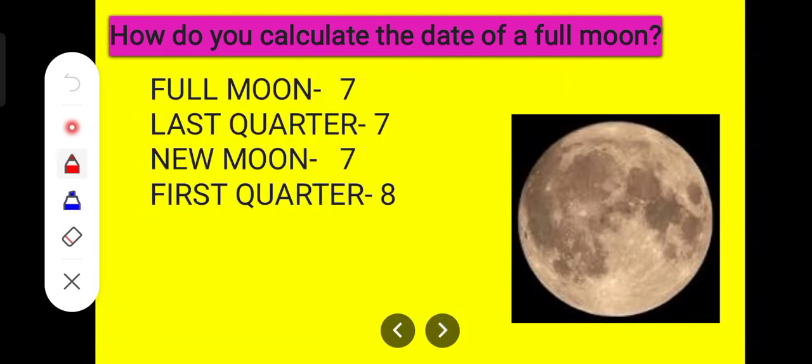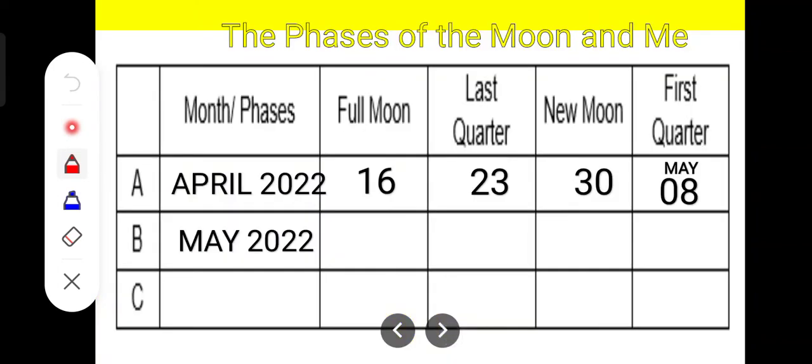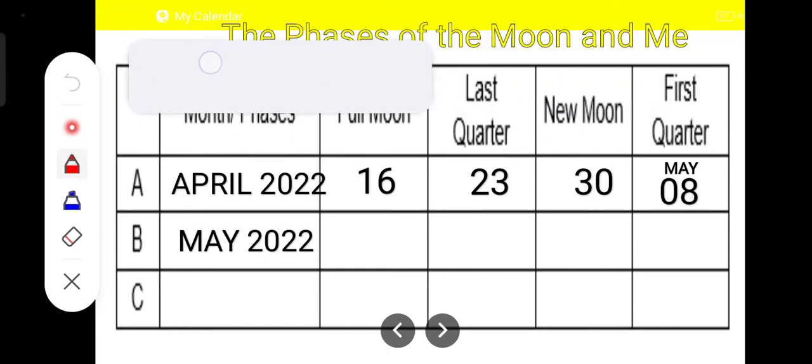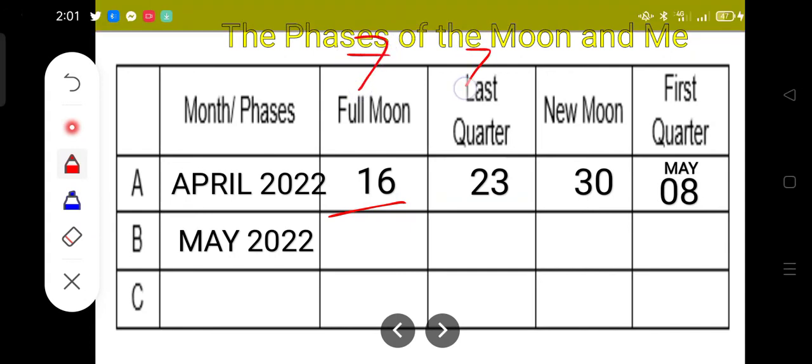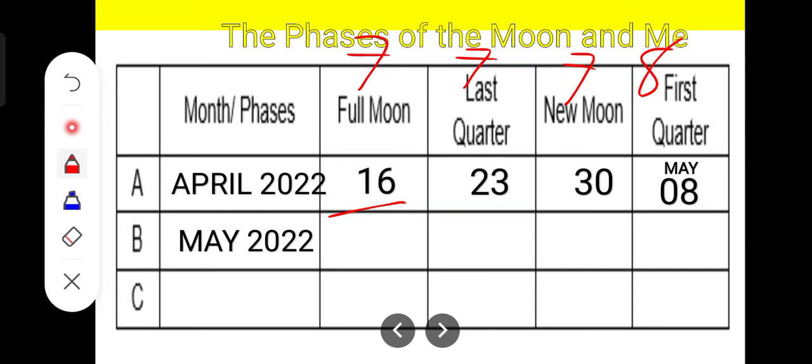But now, let's use the ancient method. 7, 7, 7, 8. Okay, so take note. Full moon plus 7, last quarter plus 7, new moon plus 7, first quarter plus 8. Let's take for example this one. If you take a look at your calendar, we have here 16. Let's just put 7, 7, 7, 8. 16 plus 7, the answer will be 23. 23 plus 7, the answer is 30. If you look at your calendar, April will end at April 30.